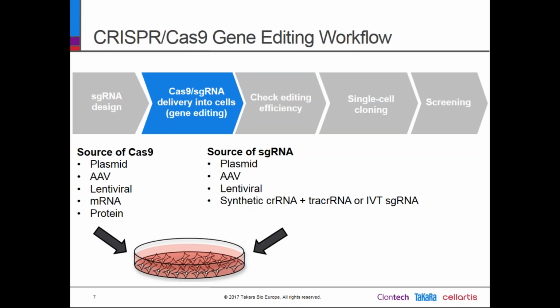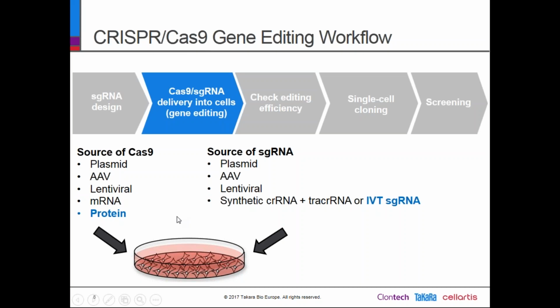If you are more looking at screening guide RNA libraries, lentivirus is a very good choice because you can achieve stable expression of Cas9 and you will have very few variations. You might also plan to deliver Cas9 mRNA directly together with synthetic guides or in vitro transcribed sgRNA. And last but not least, protein delivery is also possible.